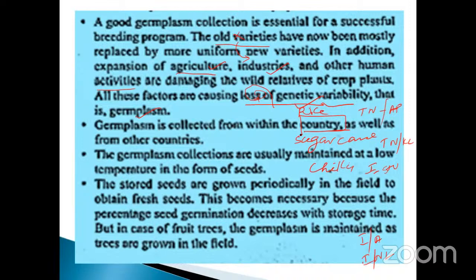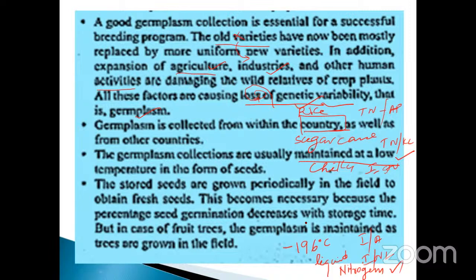See, this is the first thing. The germplasm collections are usually maintained at a low temperature in the form of seeds. That is very, very important. After the collection, we have to store it. How much? You know about cryopreservation: minus 196 degrees Celsius, liquid nitrogen. Already we studied. This is very, very important, my dear student. So many times they ask the question on this.